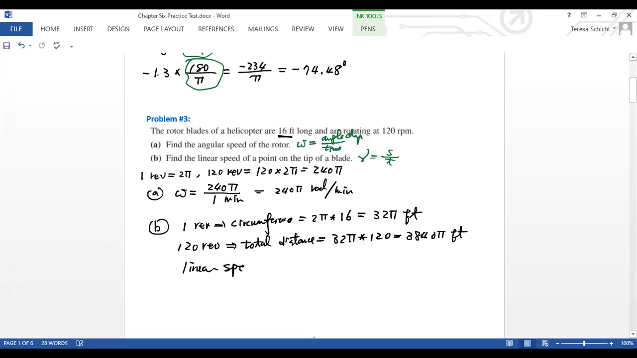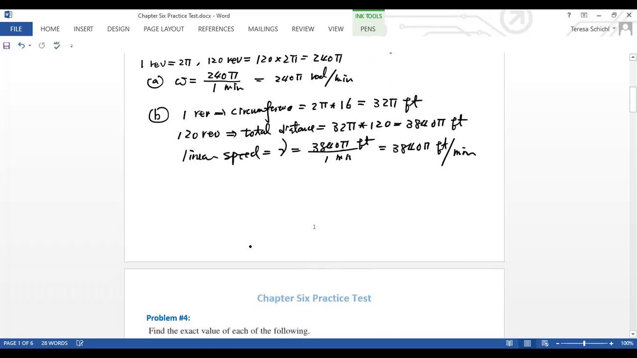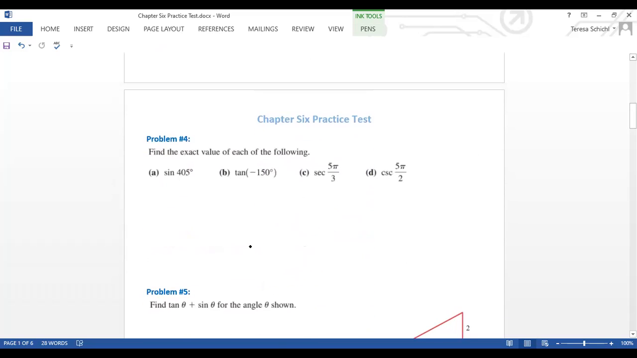Okay, and how long does it take you to do that? So we said the linear speed is V, the total distance over time. So it's 3840 pi over 1 minute. The units, of course, are feet here. So that's why it's 3840 pi feet per minute. That will be my linear speed here. So basically, one looks at the angle change, and the other looks at the distance you travel along the circumference.